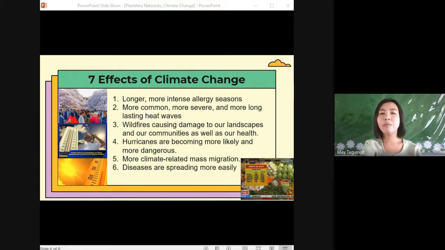Next, we have diseases spreading more easily. Disease-carrying insects thrive with warmer than average temperatures, extreme heat waves and heavy rains. Climate change is also creating ideal conditions for waterborne pathogens like bacteria, viruses, and protozoa, which flourish in warmer waters.